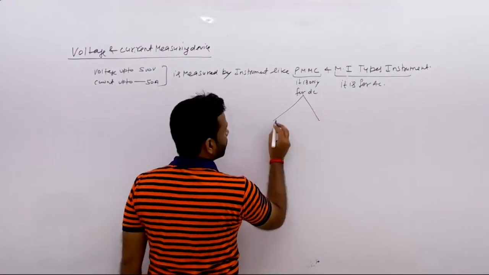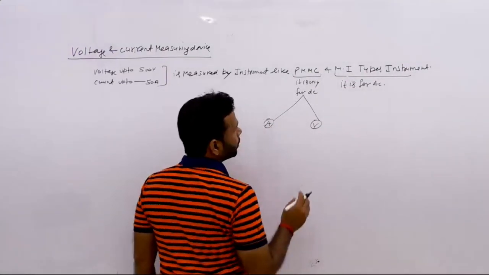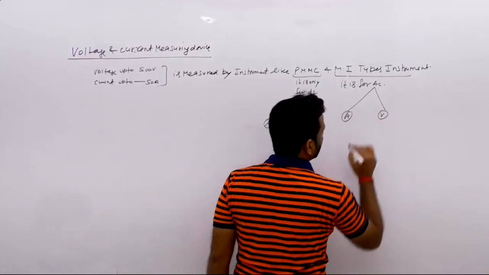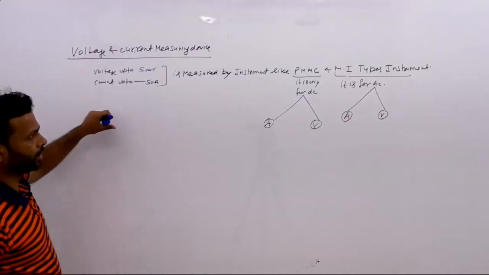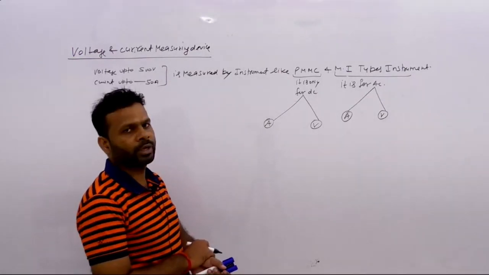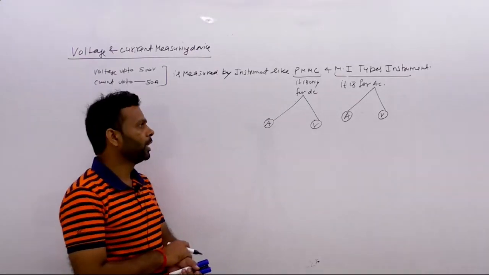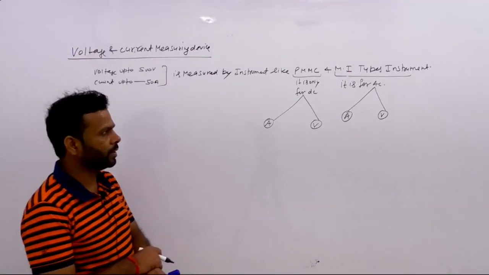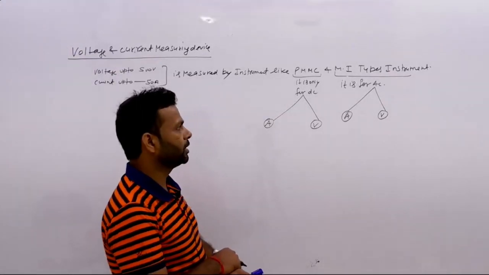this PMMC instrument can work as an ammeter as well as a voltmeter. Similarly, your MI instrument can work as an ammeter and voltmeter. Okay. So this is the measurement of voltage and current by instruments like PMMC, the permanent magnet moving coil instrument, and moving iron instrument. So the permanent magnet moving coil instrument is used for DC, like DC ammeter and DC voltmeter. Now for the AC voltage and current, we will use the moving iron instrument as ammeter, as voltmeter.